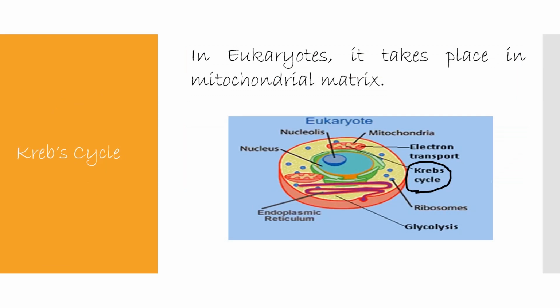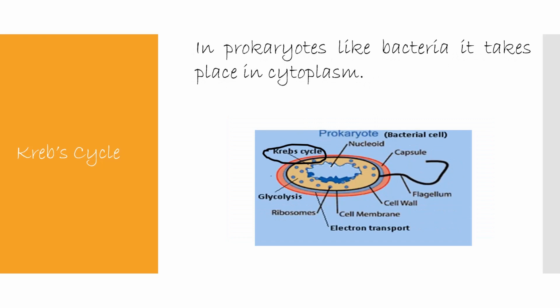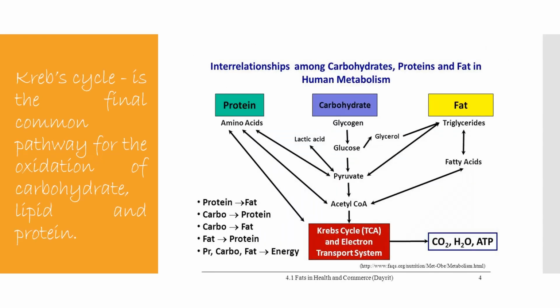In eukaryotes, the Krebs cycle takes place in mitochondria. In prokaryotes, it takes place in the cytoplasm. The Krebs cycle is the final common pathway for the oxidation of carbohydrates, lipids, and proteins, because glucose, fatty acids, and amino acids are metabolized to acetyl-CoA or intermediates of the Krebs cycle.